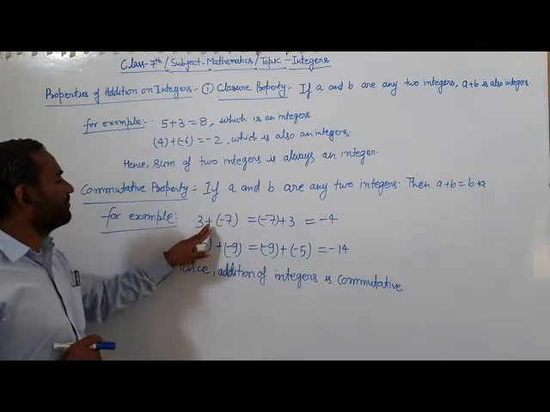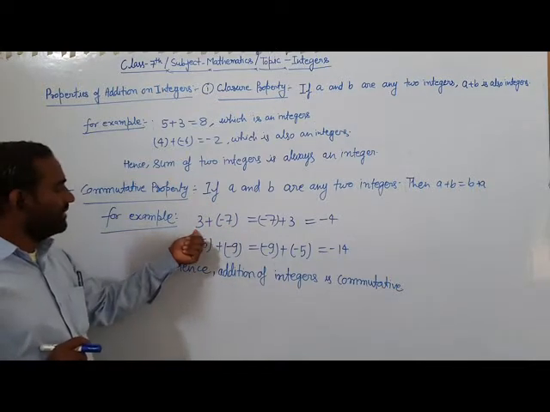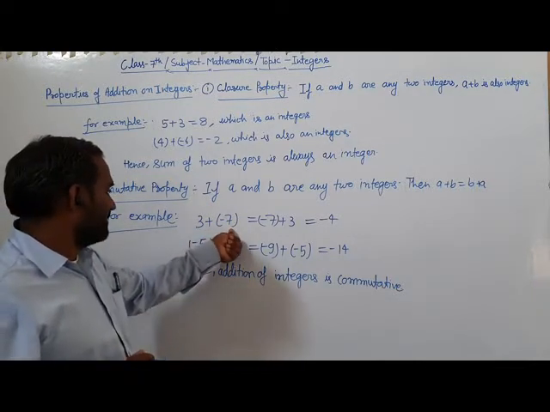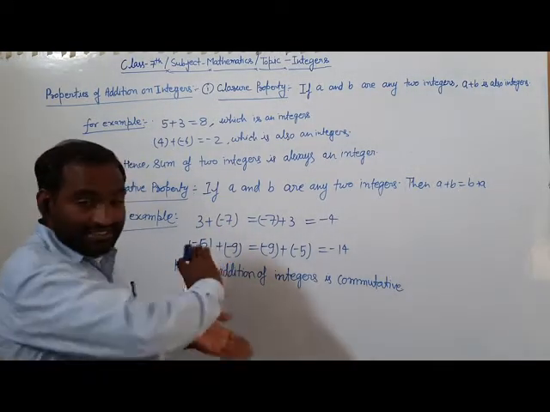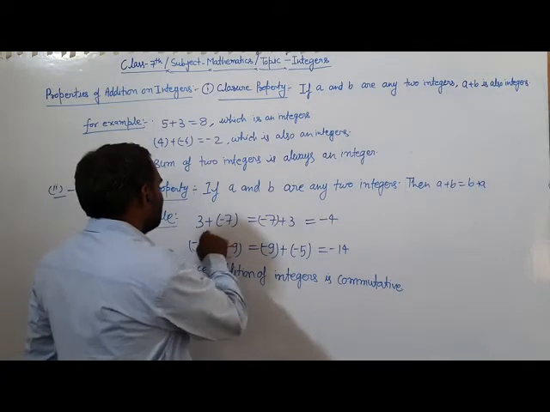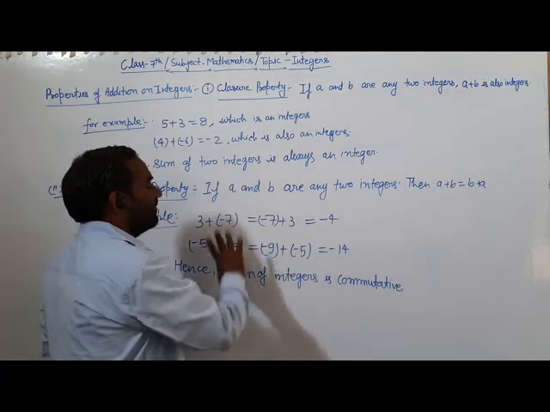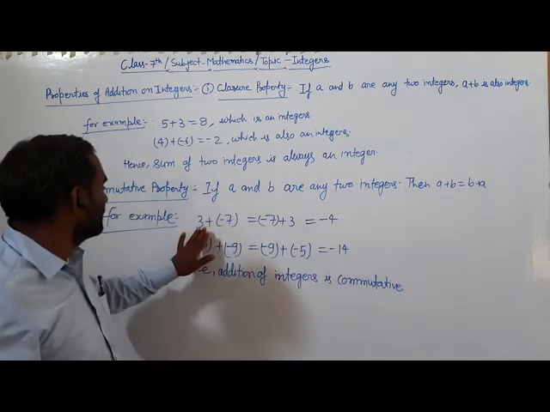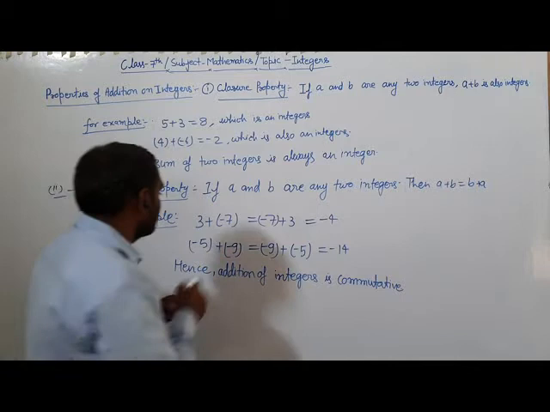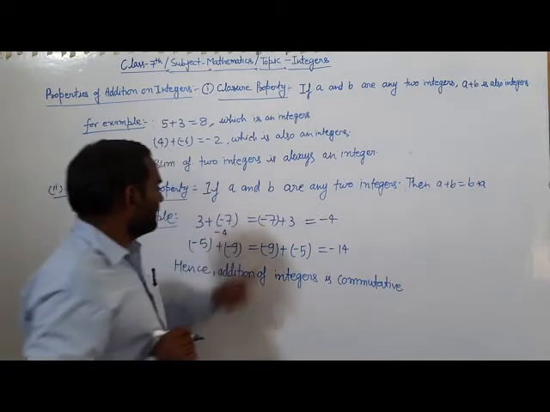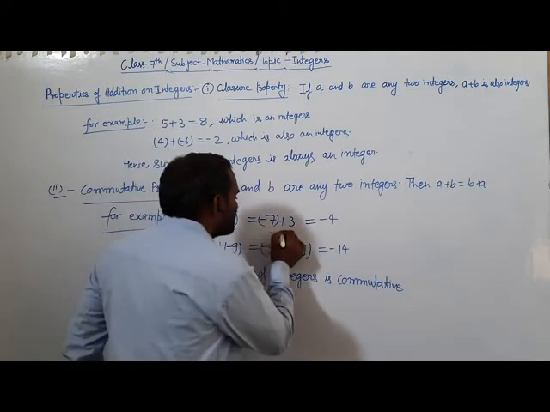Here 3 plus minus 7. Here there is a positive integer, then minus 7 is negative. If we add both, and change the order, minus 7 plus 3, but what will be the answer of both? 3 plus minus 7 will be minus 4, and minus 7 plus 3 will also be minus 4.